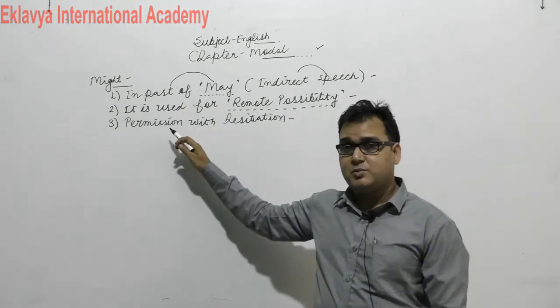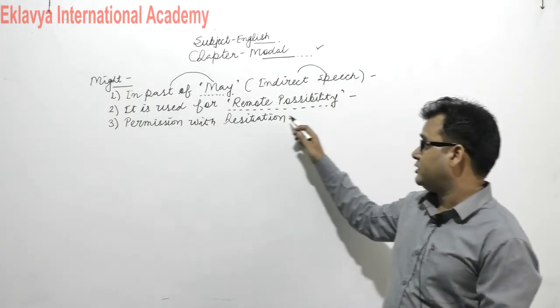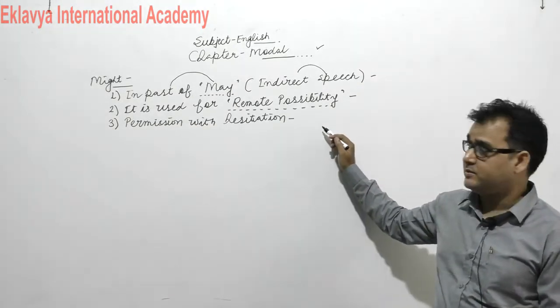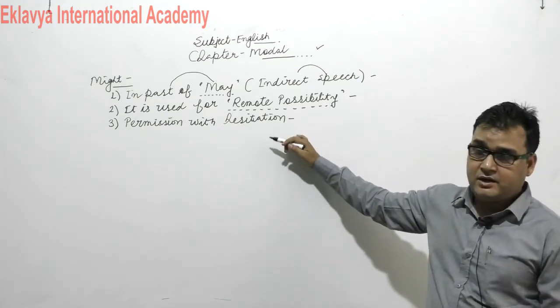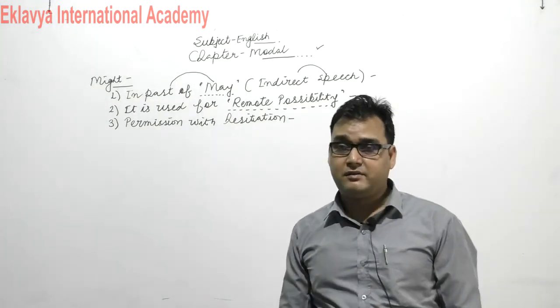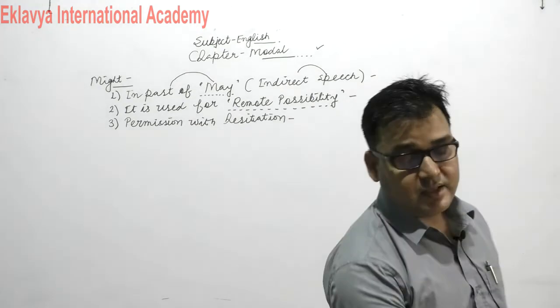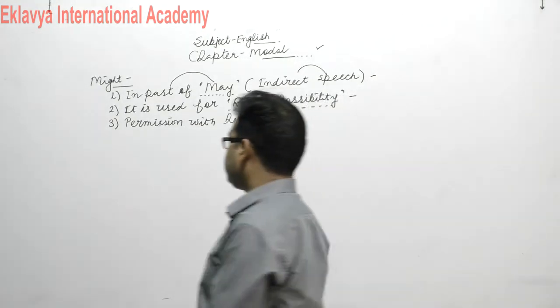Point number second, the modal might is usually used for remote possibility. And the last but not the least one is permission with hesitation. These are the essential points where we use might exactly. So let's show the example of these points one by one.